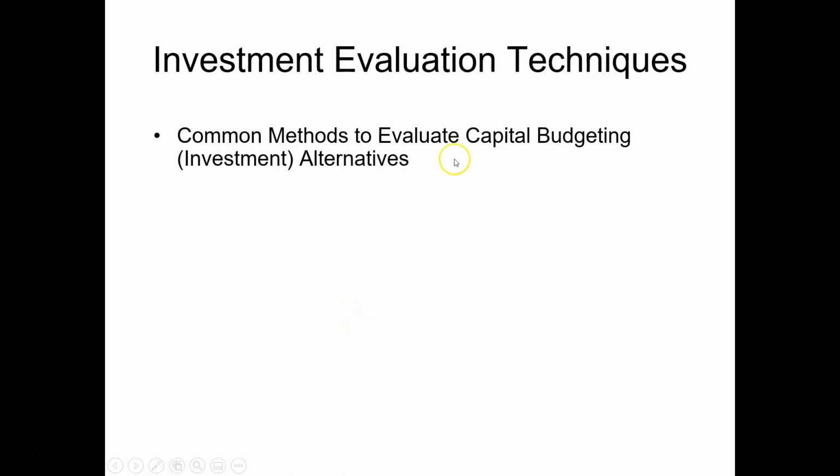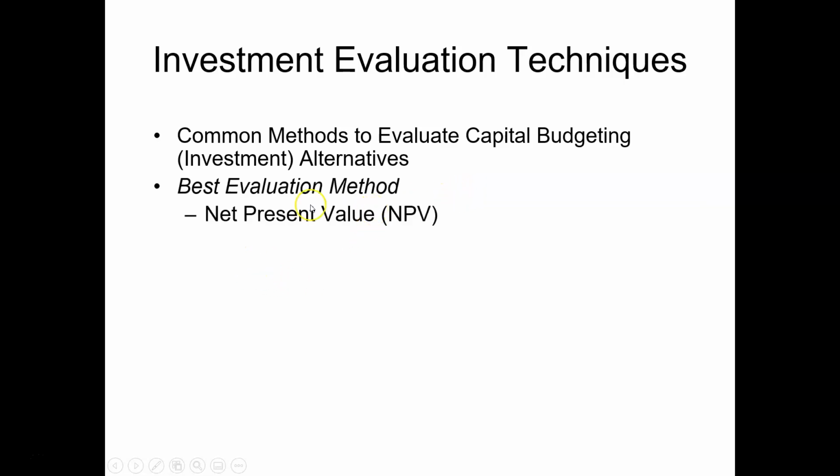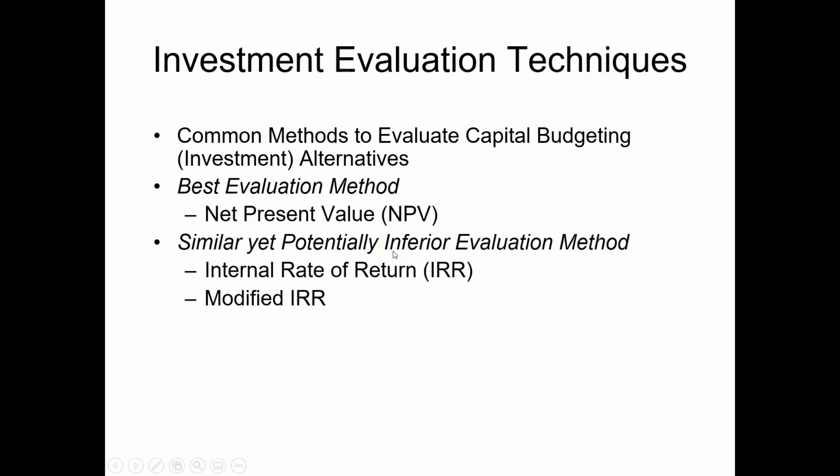We have common methods to evaluate capital budgeting alternatives. The best evaluation method is to calculate the net present value of different investment opportunities, and then we pick the one with the highest net present value. Alternatively, we have the choice of using the internal rate of return. So we are saying that for an investment project, inflows equal outflows if we choose the correct discount rate. And we call the correct discount rate the internal rate of return.